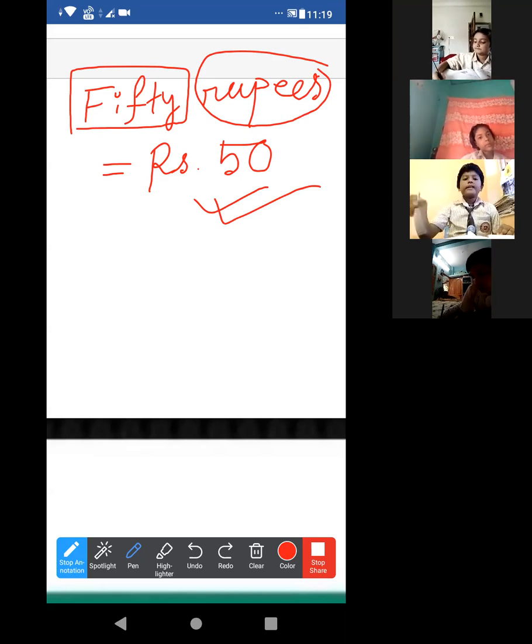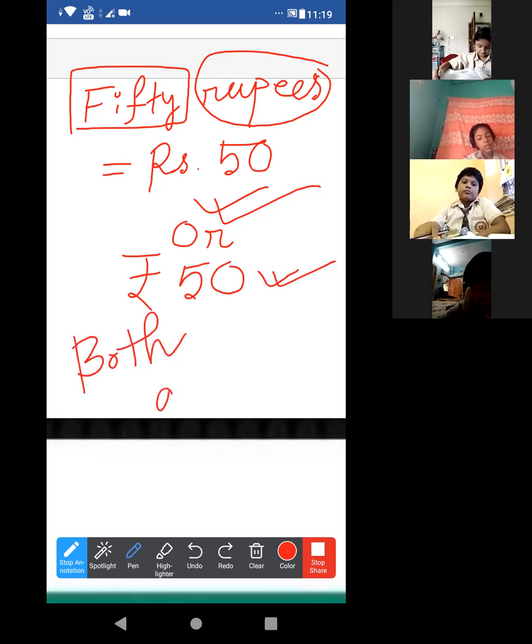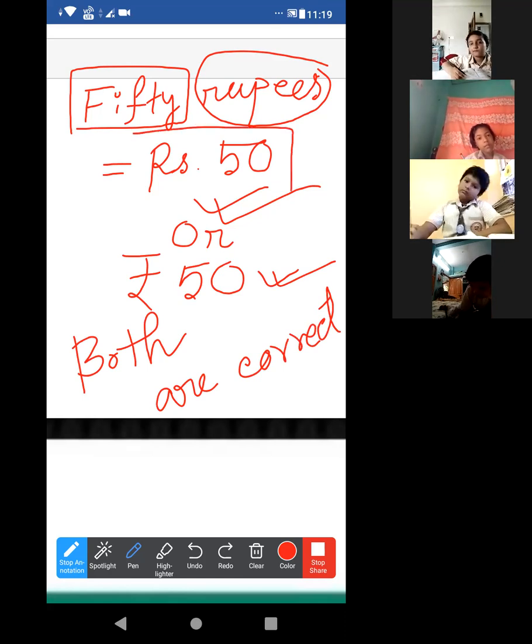One more thing, we can also put that rupee symbol, na? 50. Yes or no? Both are correct. Got it or not? So note down both the things, this one and this one.